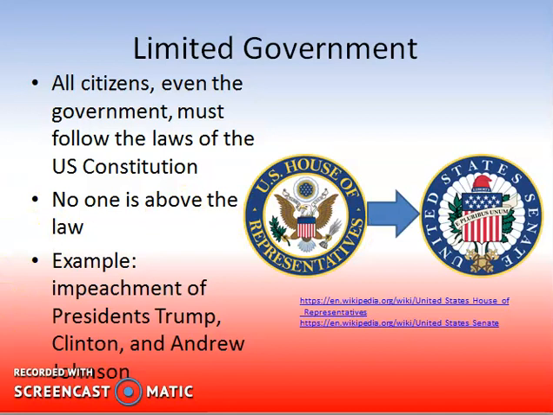So when government officials are in trouble, they can't say, because I'm the government, I get to do whatever I want. That's what dictators say. So we don't allow that in the United States government. Everyone has to follow the laws, even the President of the United States.